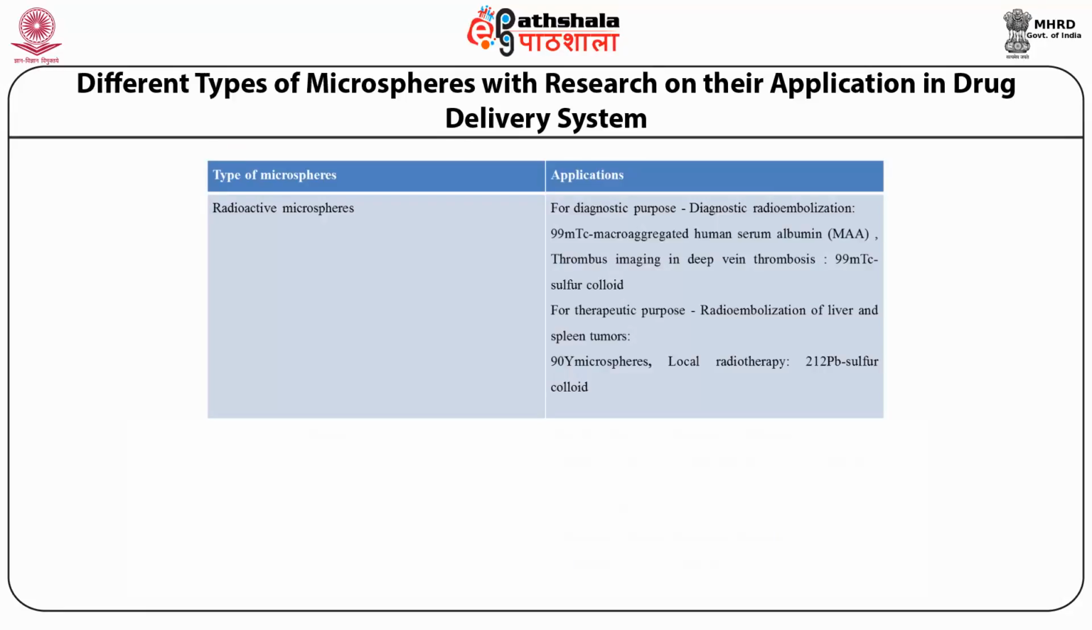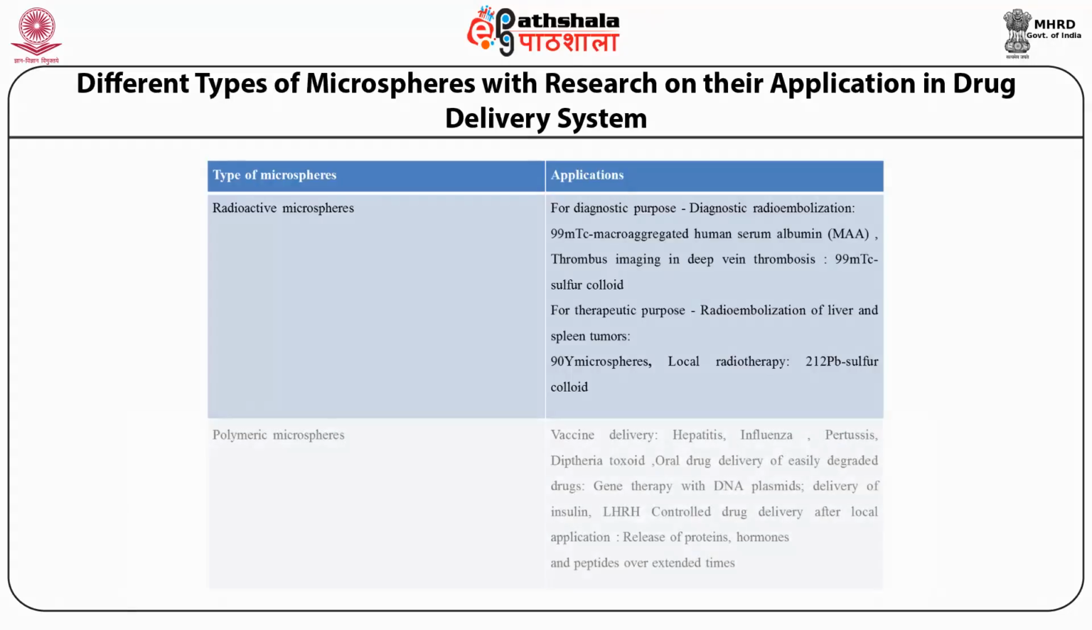Let's start with radioactive microspheres. They are used for diagnostic purposes, such as diagnostic radioimmobilization, 99m technetium macroaggregated human serum albumin, termed MAA, and thrombus imaging in deep vein thrombosis. They are also used for therapeutic purposes, radioimmobilization of liver and spleen tumors. Next, 90Y microspheres for local radiotherapy, that is 212 lead sulfur colloid.